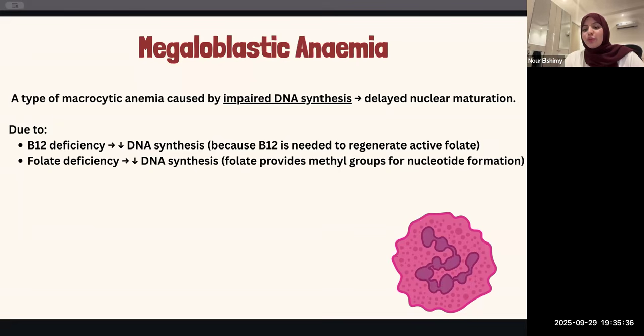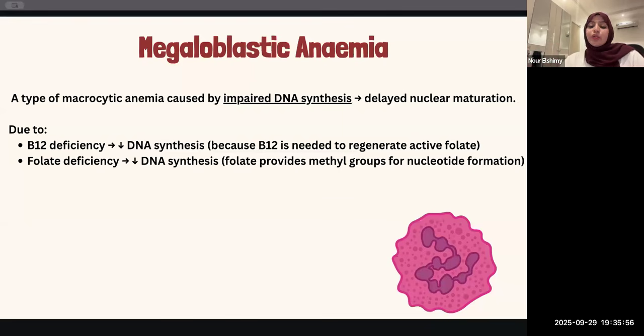So, if you do not have B12, you're not going to have activated folate. And if the folate is not activated, it's not going to be able to function. So it's not going to be able to provide the methyl groups for nucleotide formation. So you're not going to have nucleotides, which are the building blocks of DNA. So you're going to have impaired DNA synthesis.